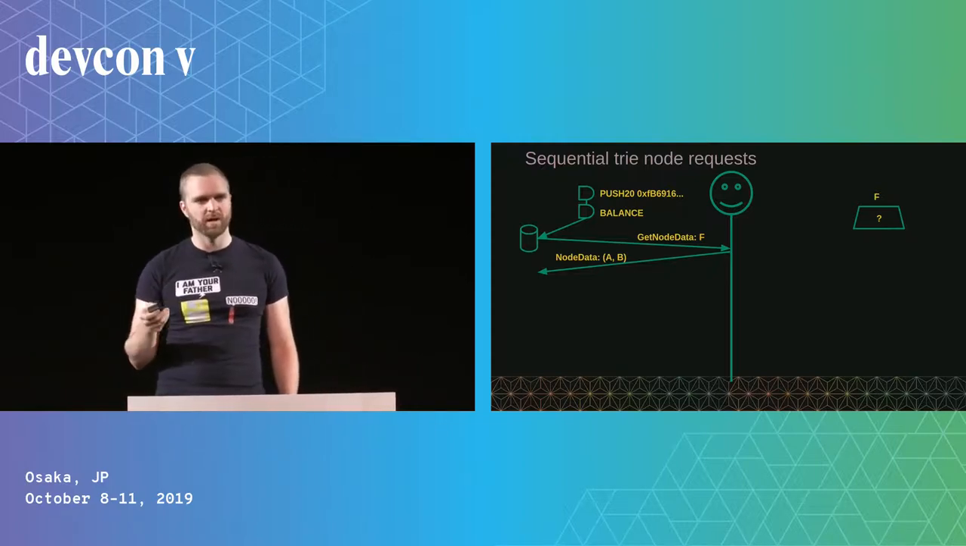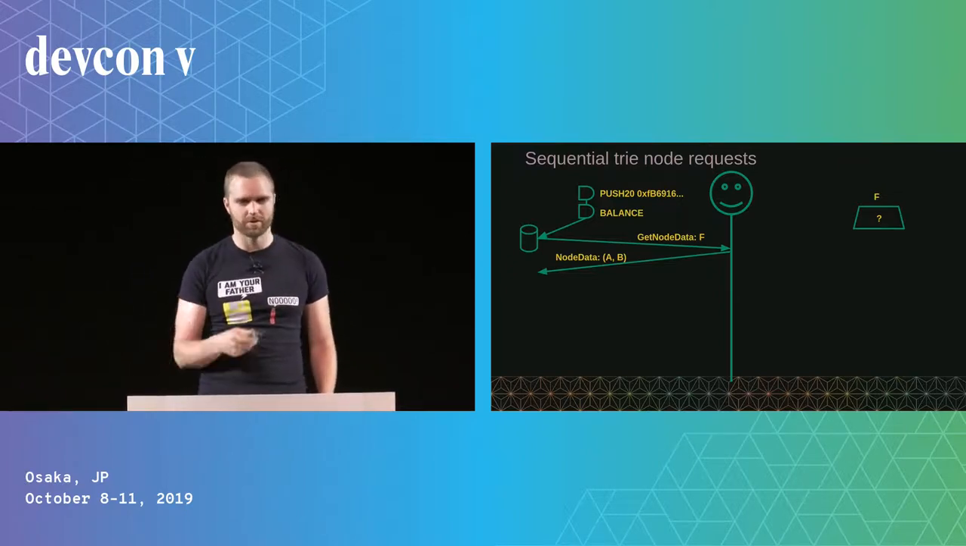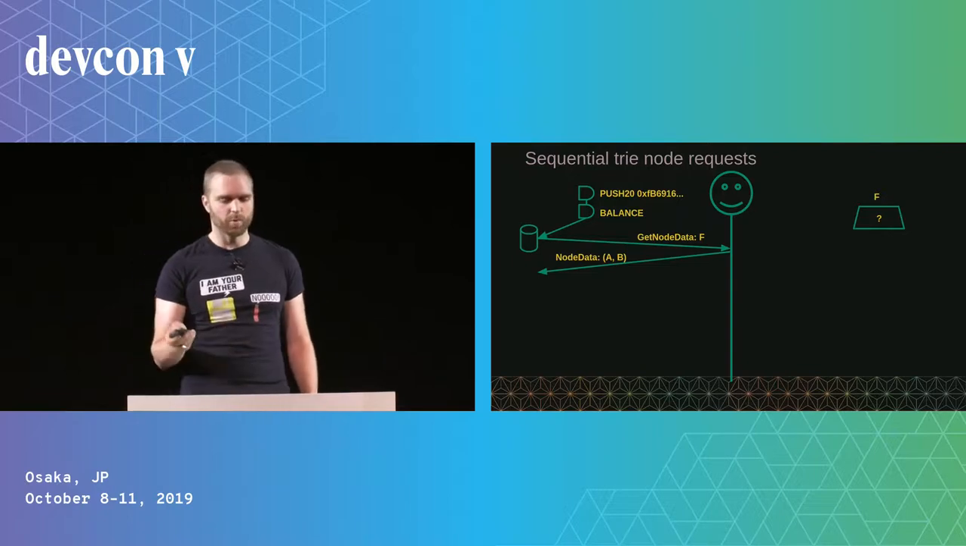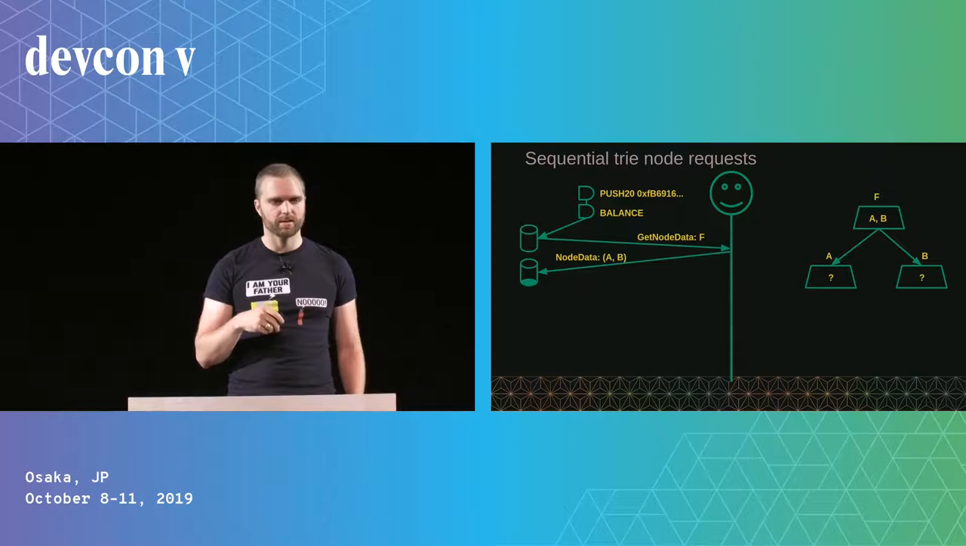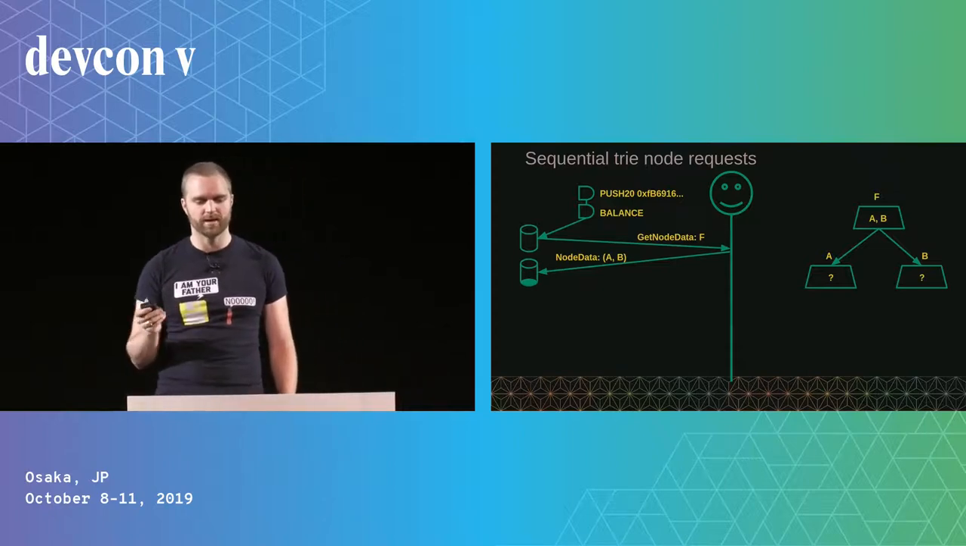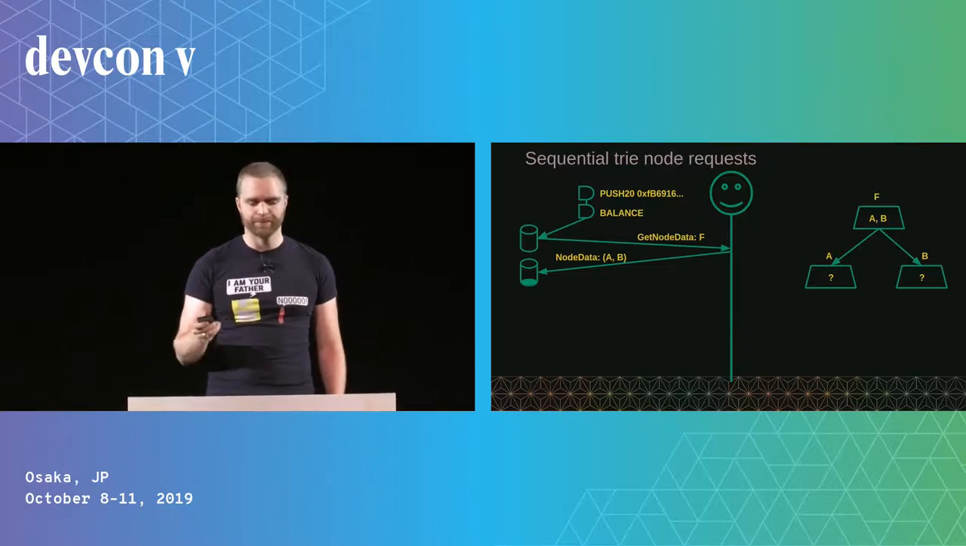You know, I'm lying to you a little bit here, pretending this is a binary tree rather than a modified Patricia Merkle tree. Still gets the point across. So we get A and B back, and we store it in our database. So here's what our local trie looks like now. We've got two children. We don't know what is inside them. We have the root node.